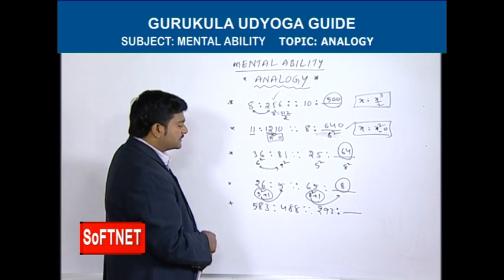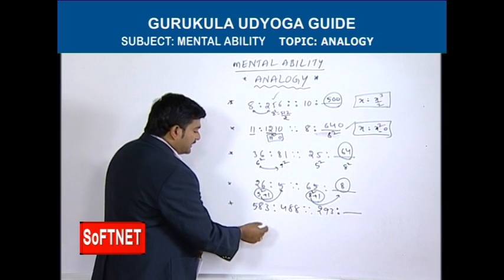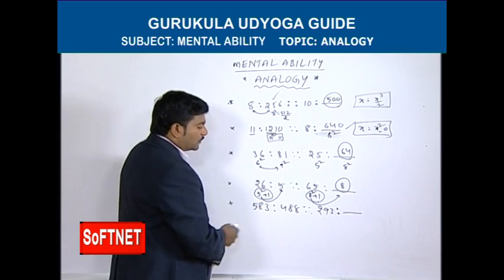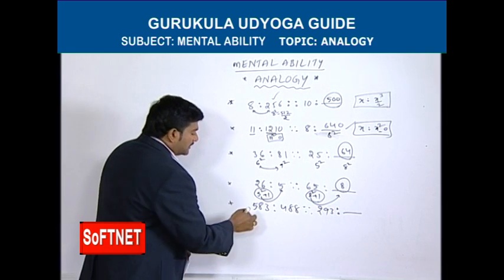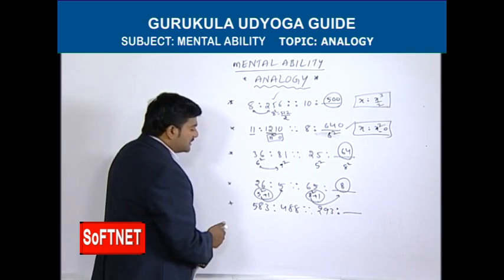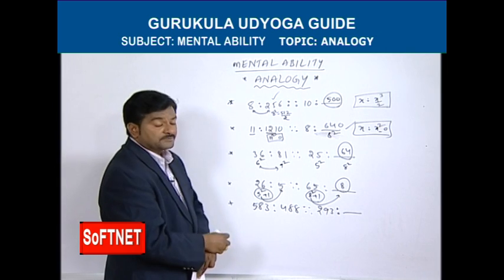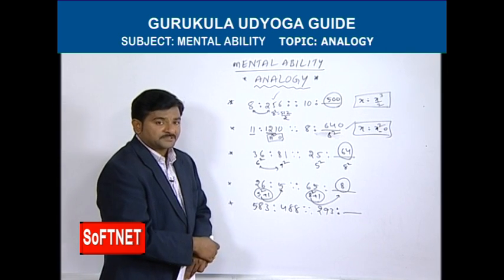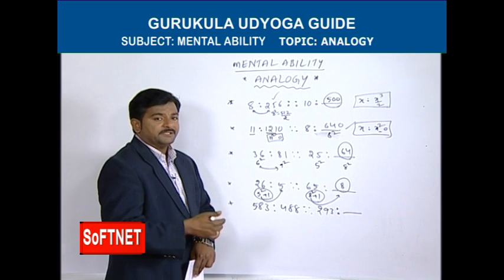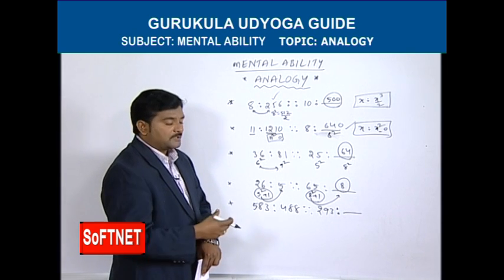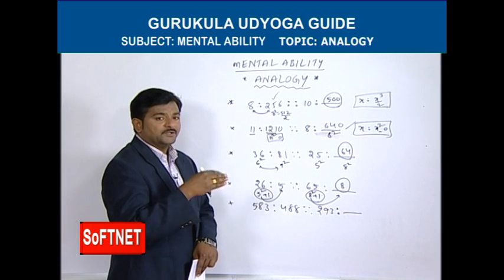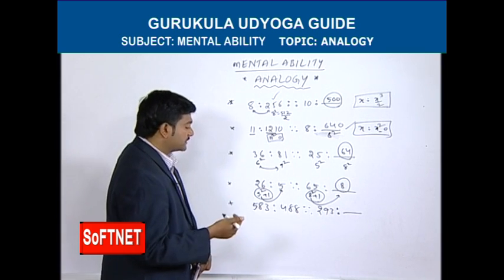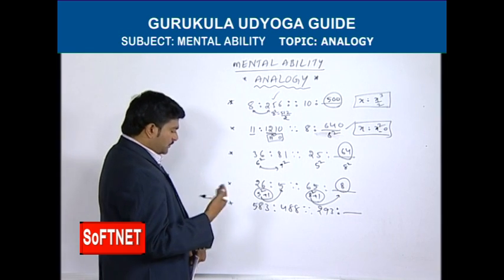Now observe this one: 583, 488, 293 is to dash. Now we have to find the relation between these numbers. If you remember, just now we saw one example in the previous set. We subtracted 2 from each digit of the given number. That is the concept in the previous question. So if you think in the same way, you may get the answer.